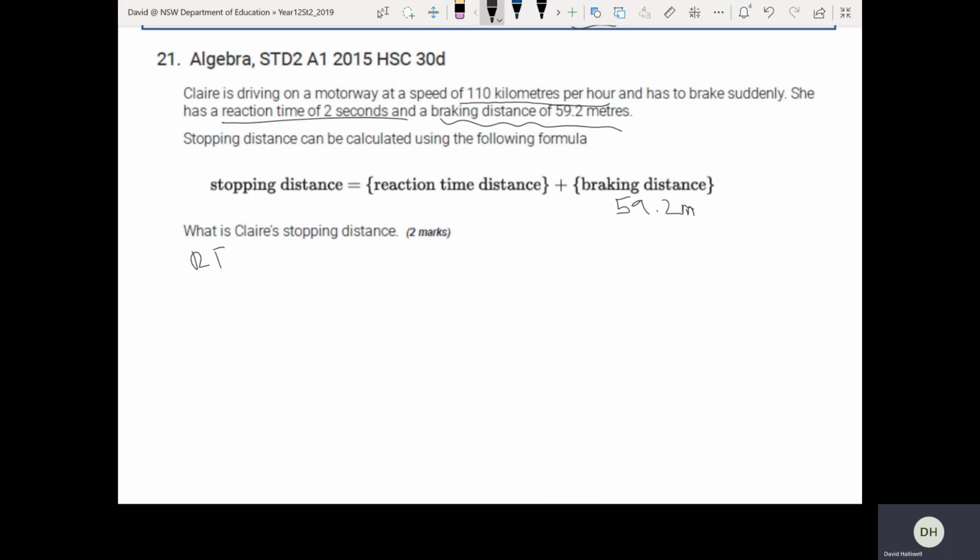To work out the reaction time distance, it's a distance, so it's going to be speed times time. And the important thing is that the units have to all match up. The braking distance is in meters. We want to know the stopping distance, most likely in meters. Keep everything in meters. So this kilometers an hour needs to change to meters per second.